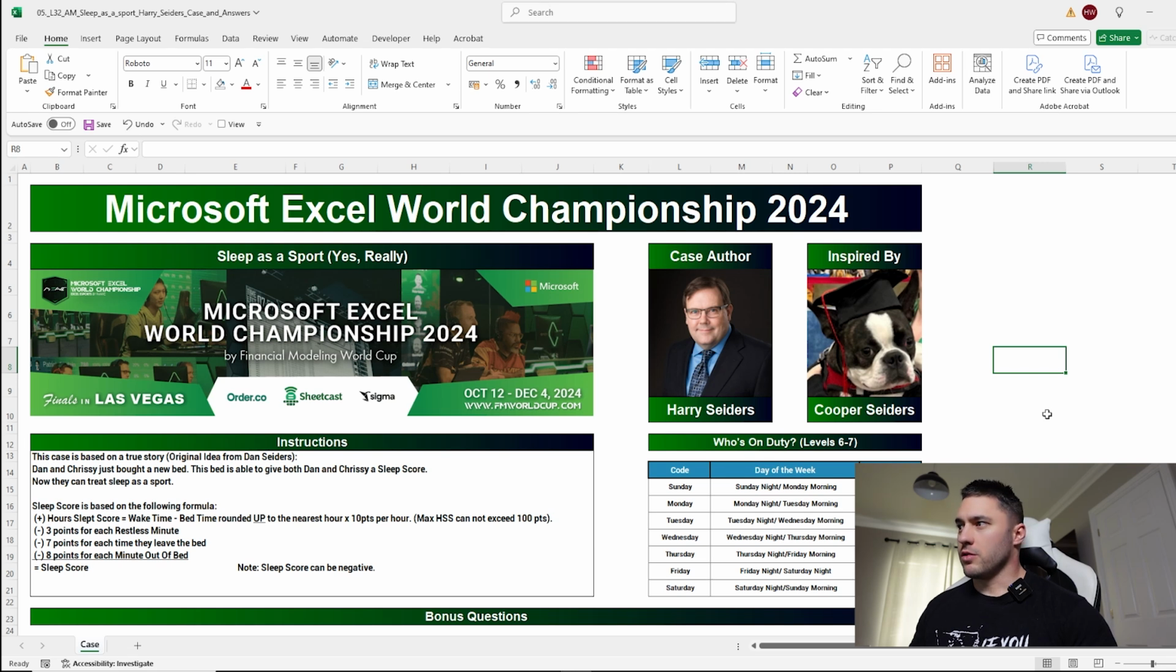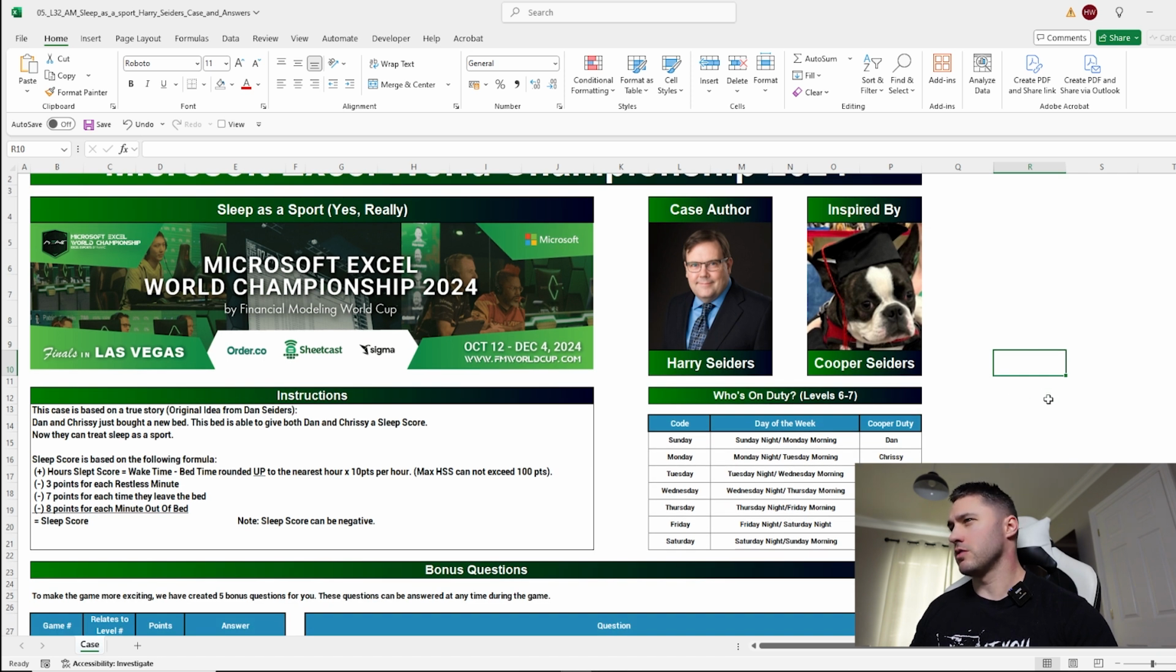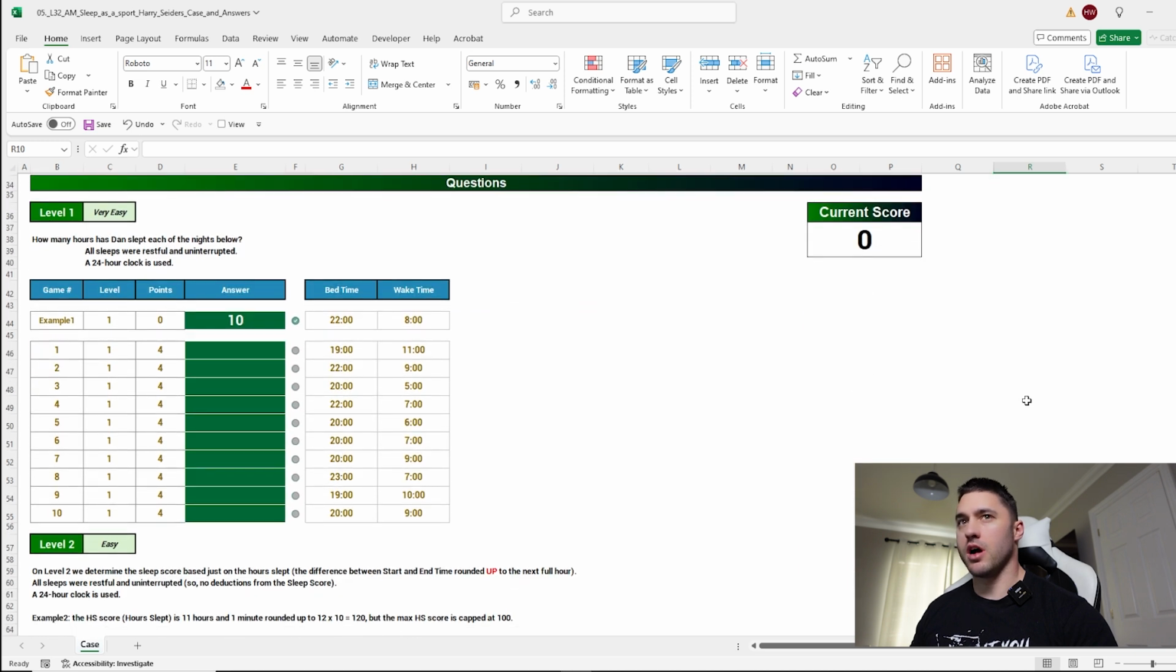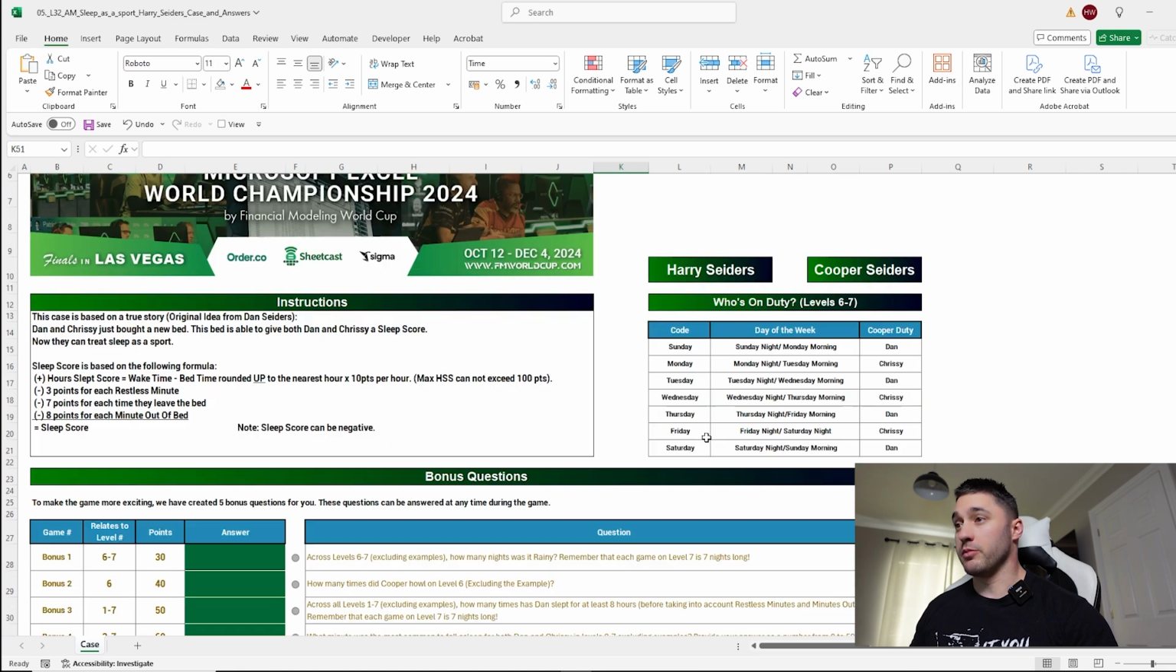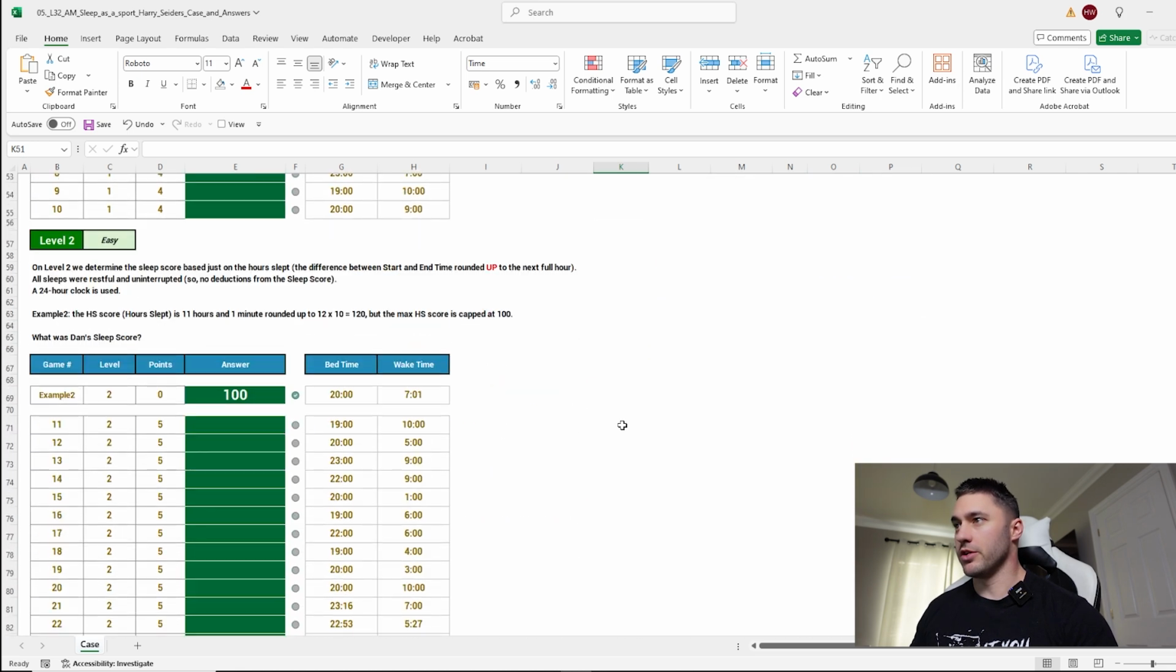Alright, back with another solve, this time Sleep as a Sport. This was the knockout round of 32. I think the average score was around 670 points on this one, so it was not an easy case. The reason is you are working with time formats, which you don't often see in Excel. This one was really instructive for me, because it's not something I've worked with to this high level before.